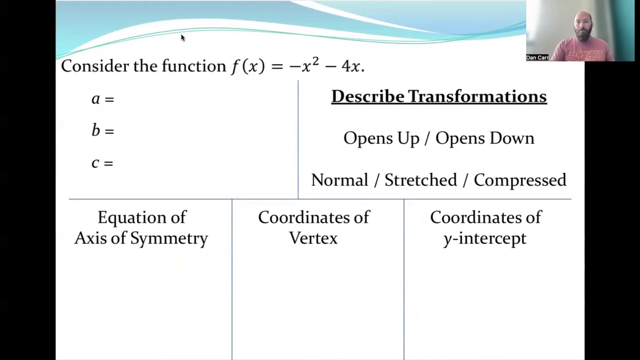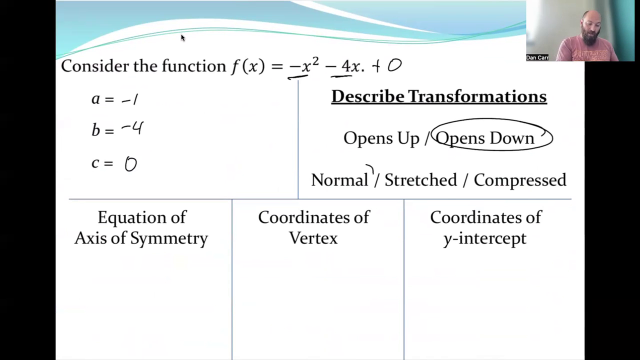Do the similar thing. So we got A here is a -1, B is a -4, and then I can technically call it +0. So my C is going to be 0 in this case. Since A is a negative number, it opens down. It is a -1, so that is going to be a normal quadratic curve. There's no stretching or compressing.